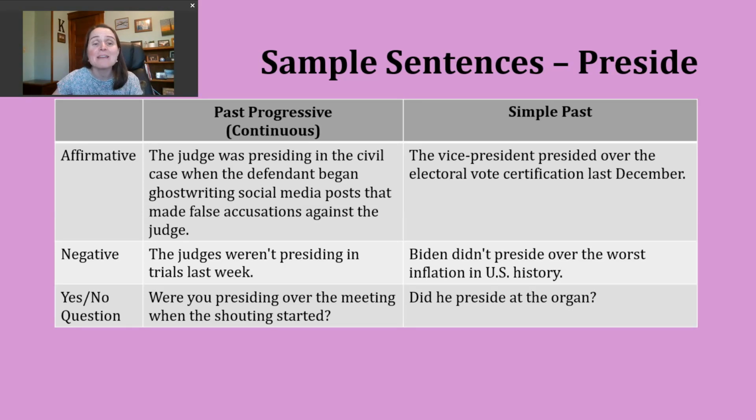Now let's take a look at making a yes or no question in the past progressive. To do this, you want to start with either was or were, whichever form matches your subject. That subject comes next. Then use the ing form of the verb. Here's another example. Were you presiding over the meeting when the shouting started? Okay, so maybe there's some kind of heated moment at a particular formal meeting, right? I kind of want to know, like, who was controlling the situation.